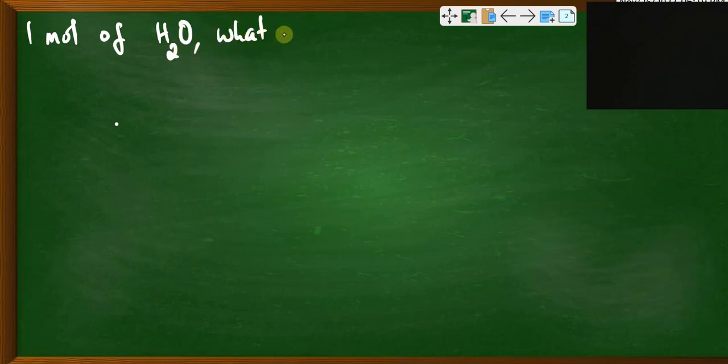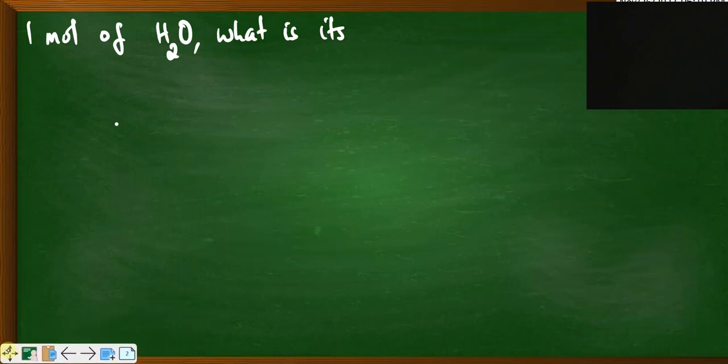Let me just move my page nicely here to align it very well. Okay, so let's look at another example here. Let's say I have 1 mole of a water molecule like this. Then the question says, what is its molar mass? So it will be simple.